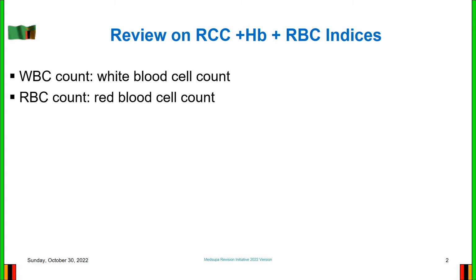The other parameter that you're able to find when you order full blood count is red blood cell count. Under the red blood cell count, it will also include the red blood cell indices. These are the ones actually that help us to make differentials when we are coming up with anemia.